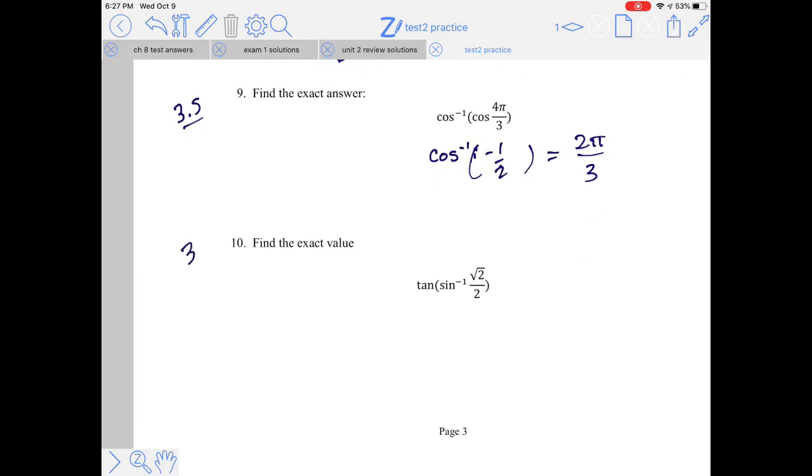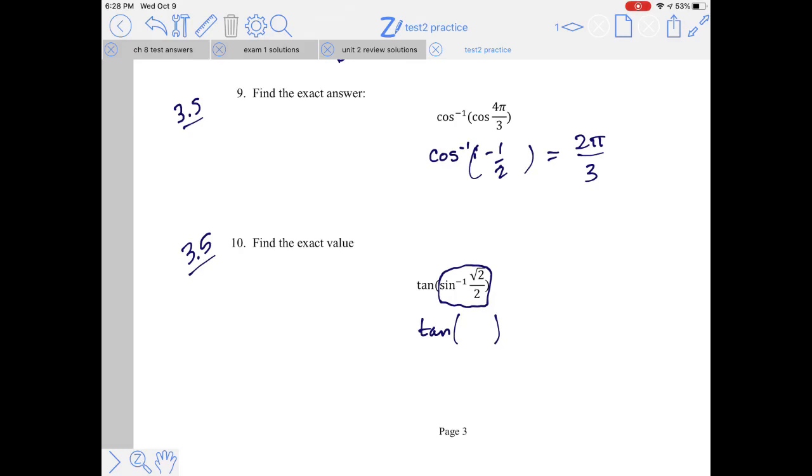Yeah. Okay, question 10. Also from 3.5, what are they asking us to do here? These aren't inverses of each other, right? Sine inverse and tangent? So those aren't going to cancel each other out. So if you didn't hear the suggestion, what we need to do is just evaluate inverse sine.